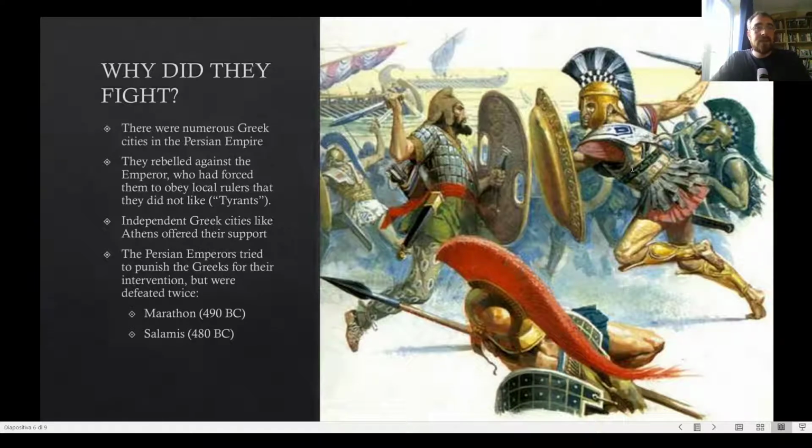499 BC. The Greek city of Athens, which had very strong ties with the rebelling cities because they both spoke the same variant of Greek and they all believed they had common ancestors and so on, decided to send help. The revolt failed, but the Persian emperor Darius decided to punish the Greek cities, especially Athens, for helping them and send a large army against them. After a long campaign, the Persians were defeated at the Battle of Marathon in 490 BC.